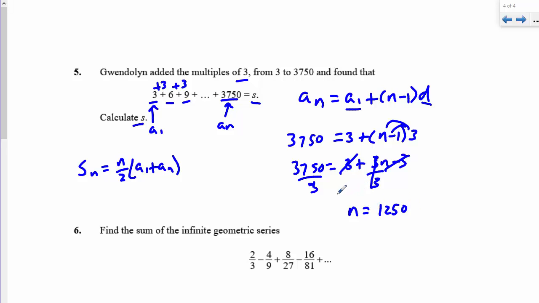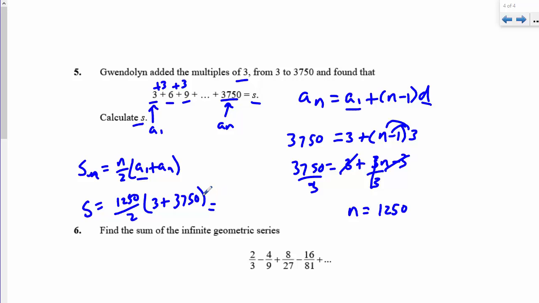Okay. So now I know my value of n for the sum formula, finally. So S, really we're going to call that S instead of S_n, is 1,250 over 2. a1 I already know is 3. And a_n is 3,750. And now I have to figure out what this is.